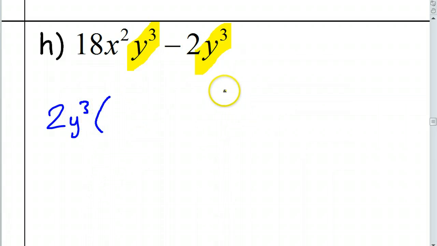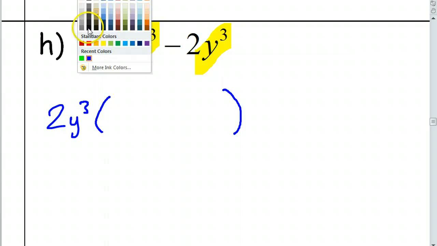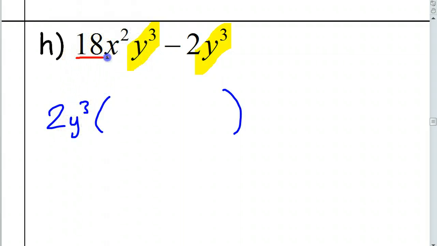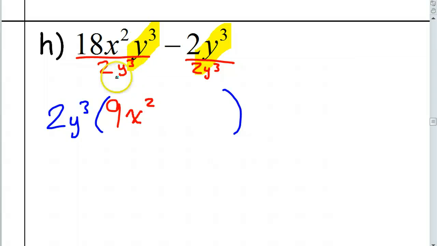Now, on the inside, remember, once I have the GCF, I'm basically going to divide by it. So I'm going to divide by 2y to the third power. 18 divided by 2 is 9, and I have my x squared there, so I have 9x squared. Y to the third power divided by y to the third power, these cancel each other out. And now I have 2y to the third power over 2y to the third power. Anything divided by itself is 1.